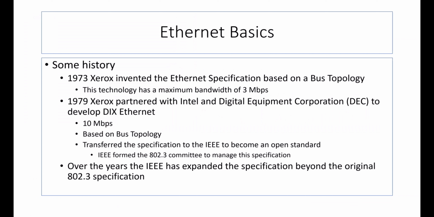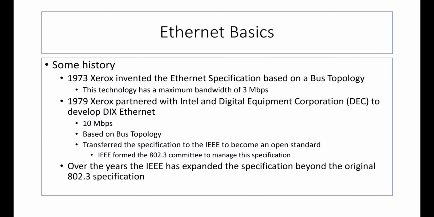Ethernet was developed by Xerox in 1973. The technology at that time was based on the maximum bandwidth of 3 megabits per second. In 1979, Xerox partnered with both Intel and Digital Equipment Corp to develop DIX Ethernet. This was a 10 megabits per second network based on a bus technology. This consortium, after they developed the specification, gave the spec to the IEEE to form an open standard. The IEEE formed an 802.3 committee to manage the Ethernet specification.